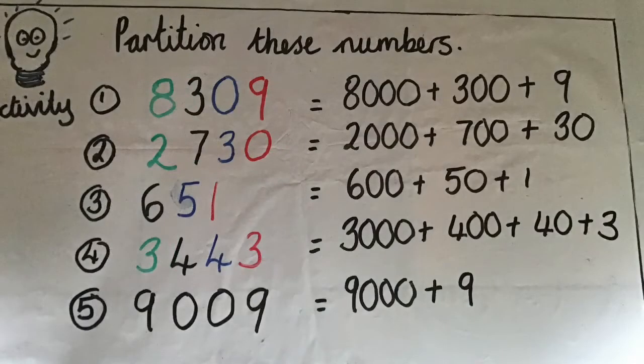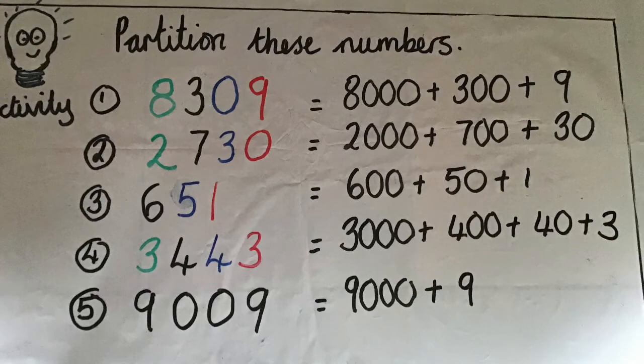So now it's time for our answers. Number 1 is 8,000, add 300, add 9. Number 2 is 2,000, add 700, add 30. Number 3 was 600, add 50, add 1. Number 4 was 3,000, add 400, add 40, add 3. And finally, number 5 was 9,000, add 9.